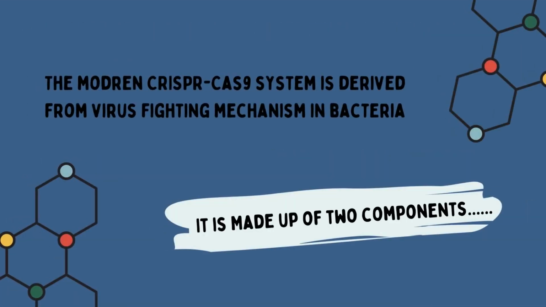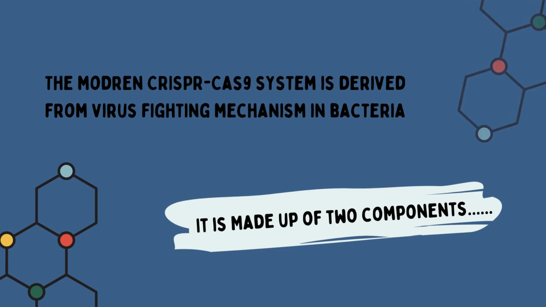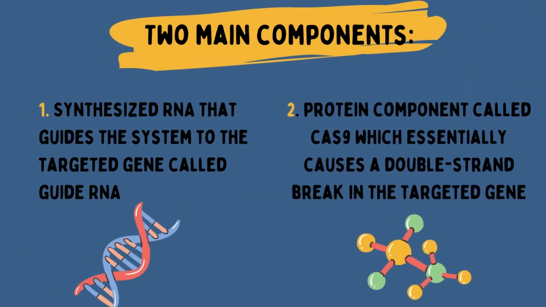Scientists have then used this discovery of the virus-fighting genome in bacteria to derive the CRISPR-Cas9 system that is used as a hallmark for modern gene editing. To further understand the system, let's talk about its structure. The CRISPR-Cas9 system is a complex made of two components. The first component is a synthesized guide RNA, also sometimes referred to as gRNA. The primary purpose of the guide RNA is to identify the targeted DNA and guide the system to it. This guide RNA is a single strand that is complementary to the targeted DNA.